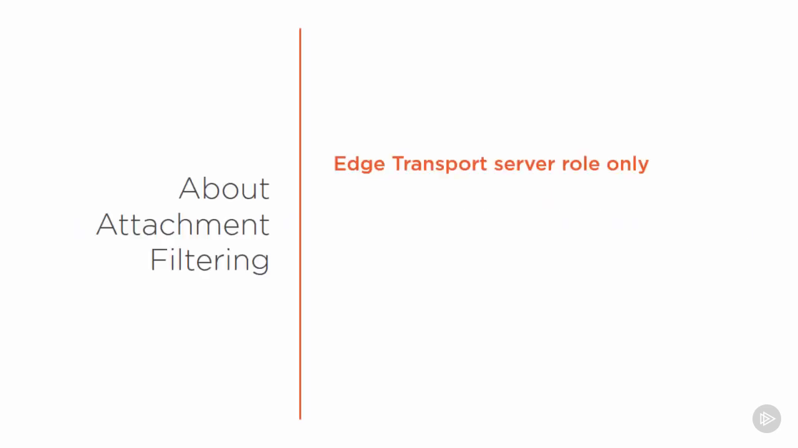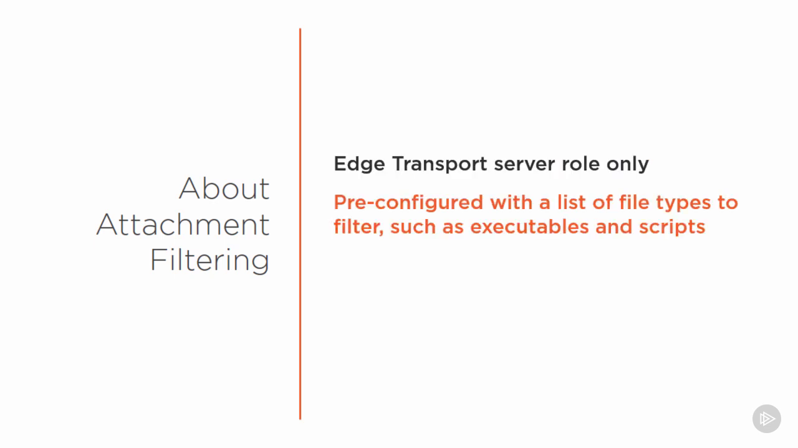Now let's talk about attachment filtering. Attachment filtering is one of the agents that is available only on Edge Transport servers. You can't install the attachment filtering agent on any mailbox servers. The attachment filtering agent is pre-configured with a list of file types to filter, and it's the typical things such as executables and scripts. As the administrator, you have the choice to reject emails that contain those attachments, or you can strip the attachment from the email and the Edge Transport server will replace it with a text file explaining that the attachment has been removed.